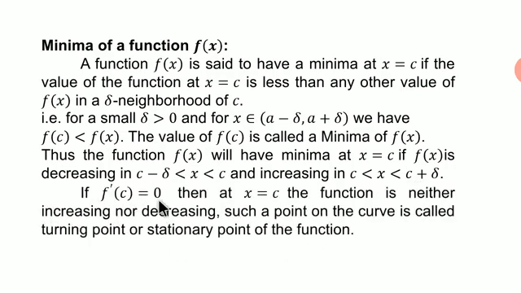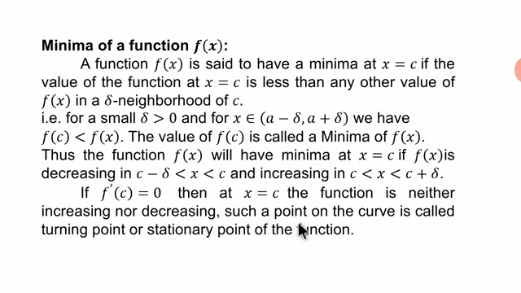If f dash of c is equal to 0, then at x is equal to c the function is neither increasing nor decreasing. जर डेरिव्हेटिव्हची व्हॅल्यू x is equal to c ला 0 असेल तर त्या केसमध्ये ते फंक्शन increasing पण असणार नाही आणि decreasing पण असणार नाही.